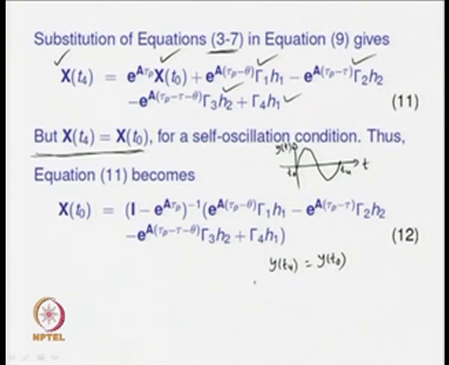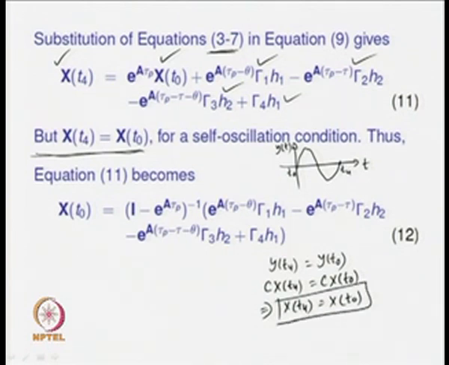Now, again we know that y(t) is equal to C x(t). So, using this, one can write this expression in the form of C x(t4) is equal to C x(t0), which implies x(t4) is equal to x(t0). So, we find that x(t4) has to be x(t0) for obtaining a sustained oscillatory output from the relay test.